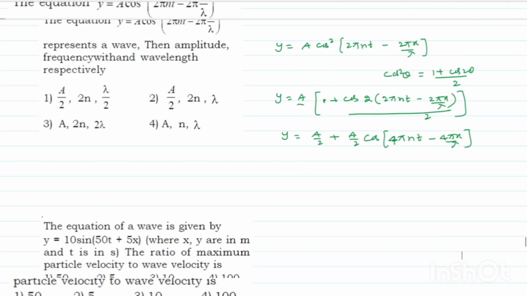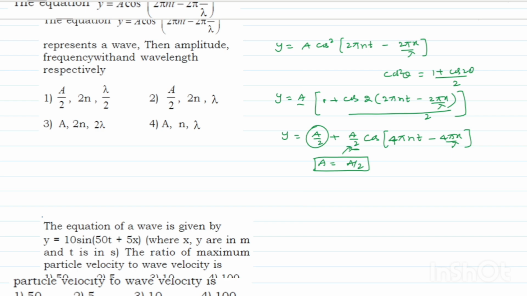Now here we just calculate the amplitude and everything. Here the amplitude value we get is A by 2. This is the amplitude of the wave, and this is from the mean position. The initial displacement will be A by 2 distance. Now here we need to calculate the frequency.